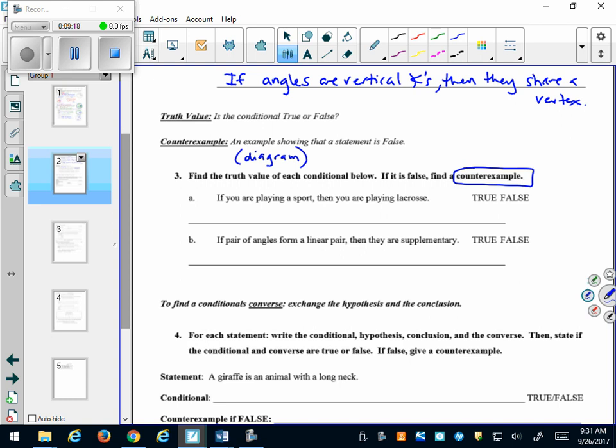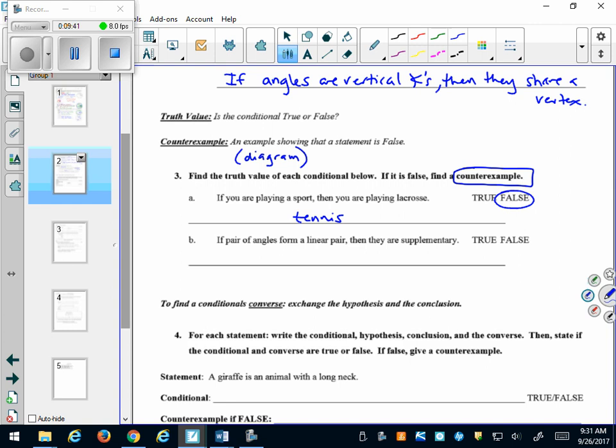Okay, if you are playing a sport, then you are playing lacrosse. True or false? Well, that's going to be false. Why? Because you could be playing a different sport, right? If you are playing a sport, then you are playing lacrosse. Well, if you're playing a sport, you might be playing, let's say, tennis. That's a counterexample.